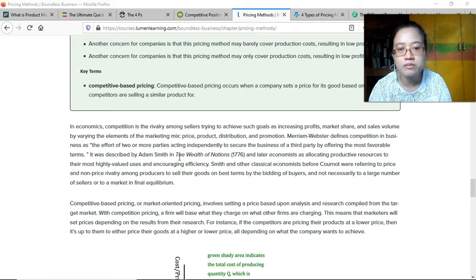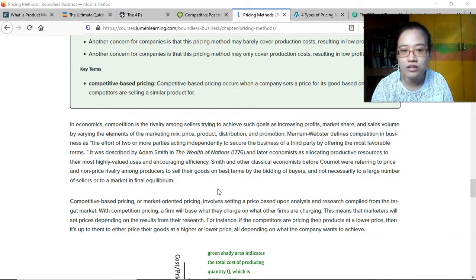So it was described by Adam Smith in The Wealth of Nations, and later economists, as allocating productive resources to their most highly valued uses and encouraging efficiency. So again, efficiency is producing more with fewer resources, but of course, ensuring quality still. Smith and other classical economists before Cournot were referring to price and non-price rivalry among producers to sell their goods on best terms by the bidding of buyers, and not necessarily to a large number of sellers or to a market in final equilibrium.